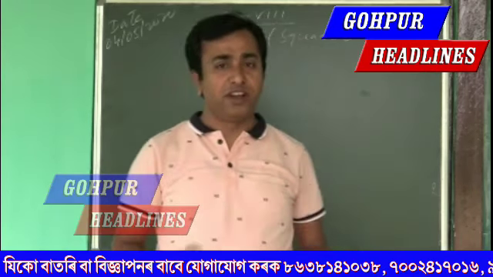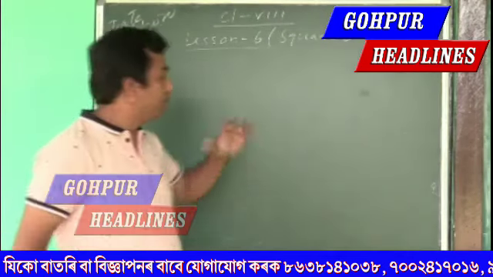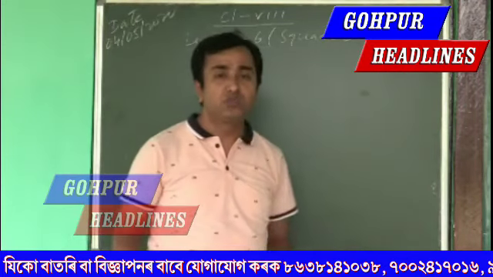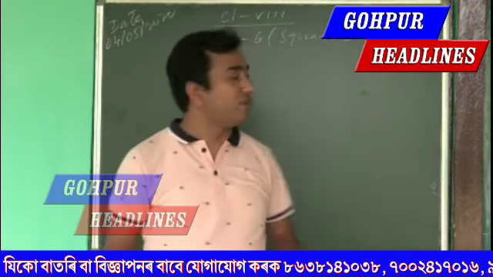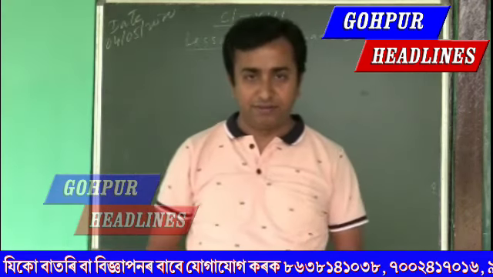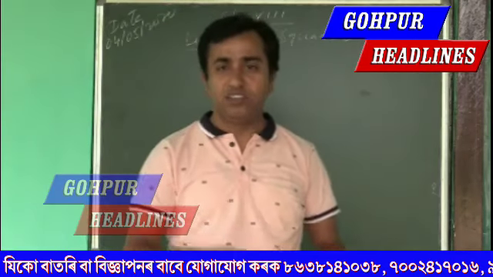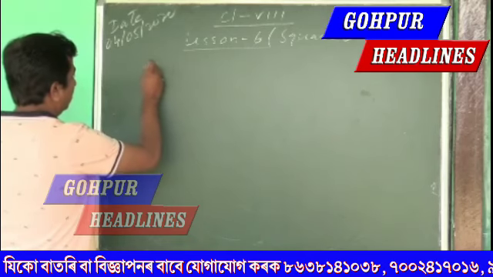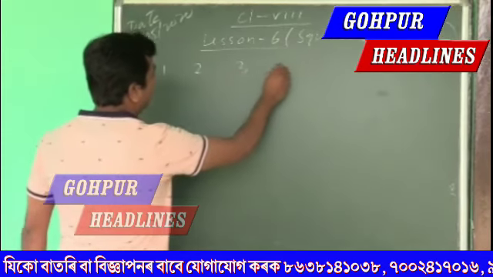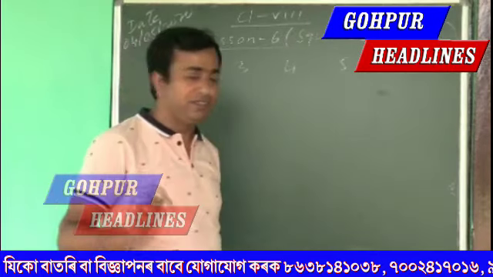Okay, so right, are you ready? Before studying the chapter square and square root, let's forget about square and square root and come to another context. You know about natural numbers. Natural numbers are very easy: 1, 2, 3, 4. So I have written some natural numbers: 1, 2, 3, 4, 5 and so on. These are the natural numbers, no doubt, right?